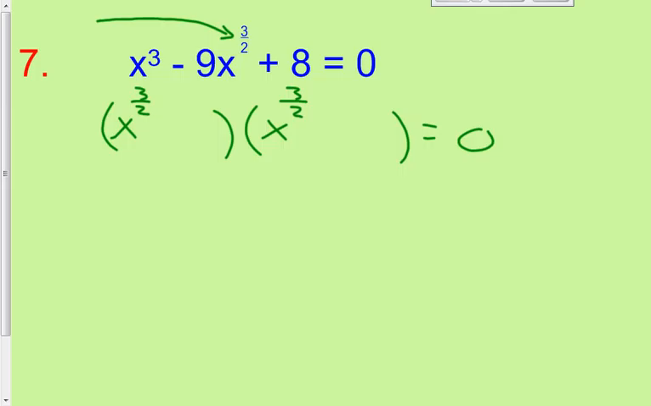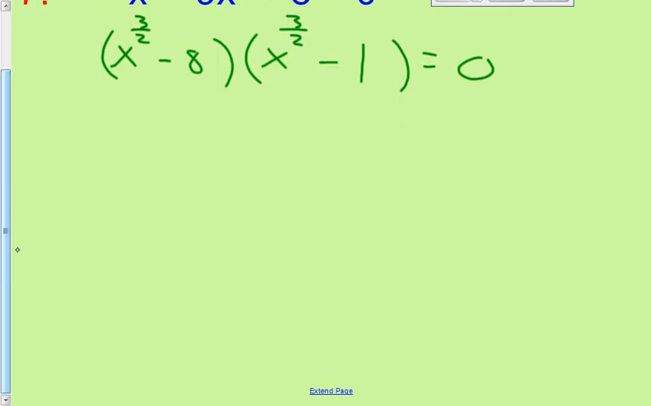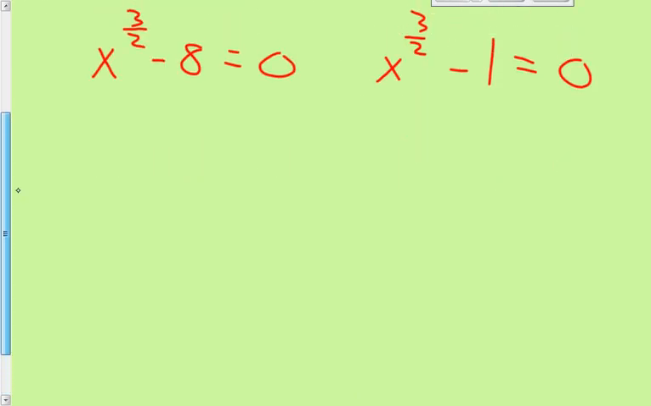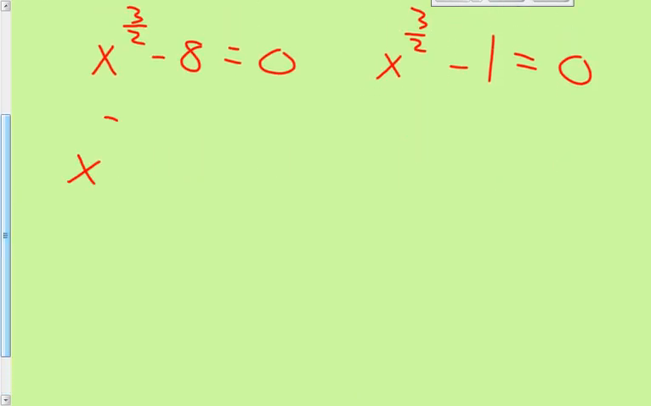Factors of a positive 8 that get us a negative 9 is a negative 8 times a negative 1. There we have it, our two binomials. Let's set each of them equal to 0. x raised to the 3/2 minus 8 equals 0. x raised to the 3/2 minus 1 equals 0. We're going to add 8 to both sides. x raised to the 3/2 equals 8.